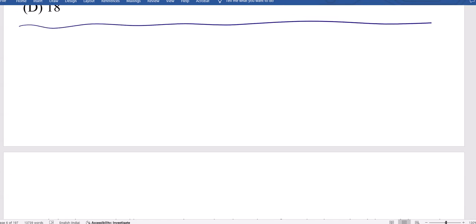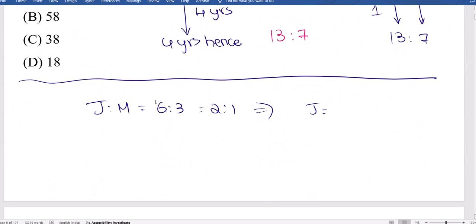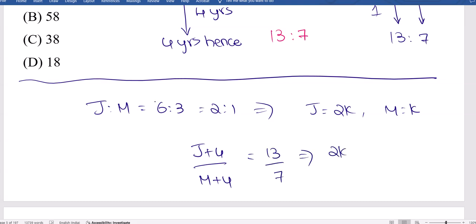John and Mark's ages are 6:3, or we can say 2:1. I can say John and Mark only, right? So John is 2k, Mark is k, I can consider. This is the other, regular method we can follow. Present ages are 6:3 or 2:1, 2k and k. Now the next one is after. So John 4 years after, Mark 4 years after, the ratio is 13 and 7. Means (2k plus 4) multiplied by 7 equals 13 into (k plus 4).